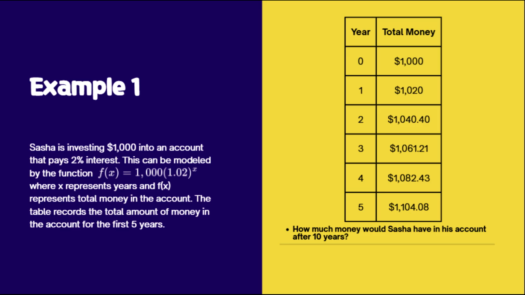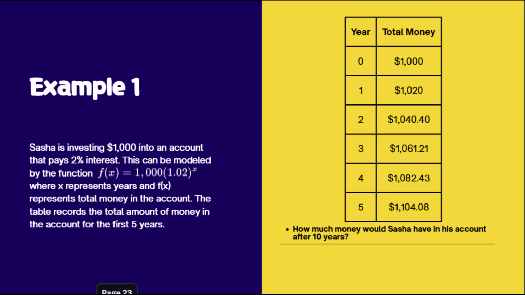Okay. Here's the second half of the lesson. Example 1, Sasha is investing $1,000 into an account that pays 2% interest. This can be modeled by the function f of x is equal to 1,000 times 1.02 raised to the power of x, where x represents years and f of x represents total money in the account. The table records the total amount of money in the account for the first 5 years. How much money would Sasha have in his account after 10 years?